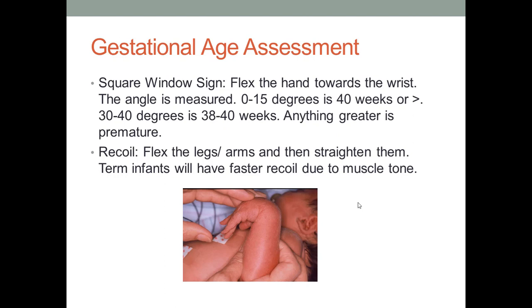Recoil is when the baby's sitting there with their arms and legs flexed, and you straighten them out and let go. The faster those arms and legs go back to the flexed position, all balled up, the further along their gestation is. Preterm babies, you stretch them out, and they might just stay there, or they might slowly go back to the starting position. But term babies have better muscle tone, so their recoil reflex is much faster.